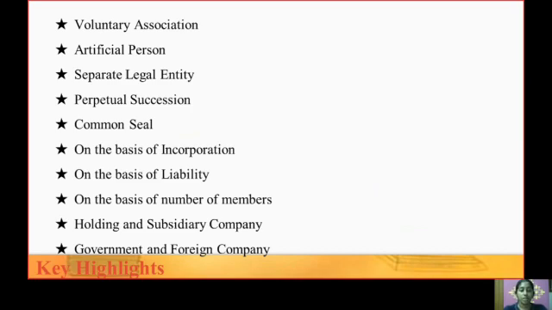So we have seen all the kinds of companies, the important keywords and the case law regarding it.